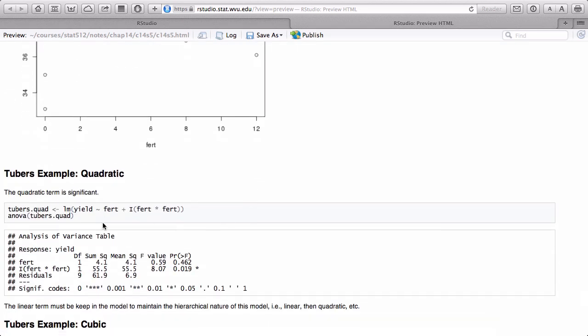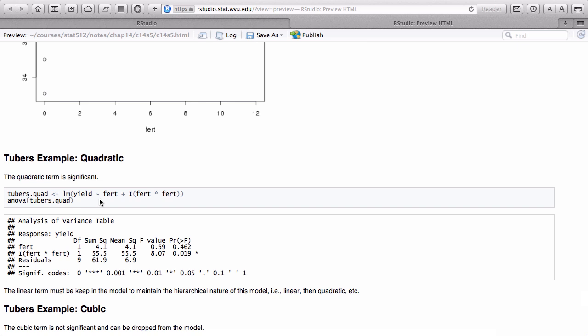So first of all, let's look at a model where we have yield tilde fertilizer. Now notice I'm going to say fertilizer squared, where I actually want arithmetic multiplication, and the I protects that. If I have an asterisk in the model, R thinks that means, suppose A is a factor and B is a factor, do you know what A asterisk B means? It means A plus B plus A colon B. Well, that's not what I want.